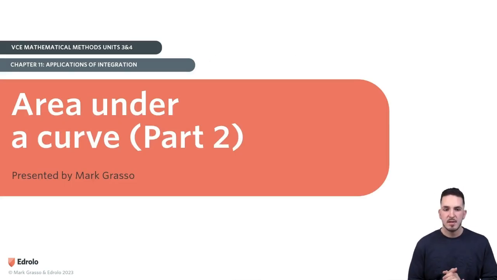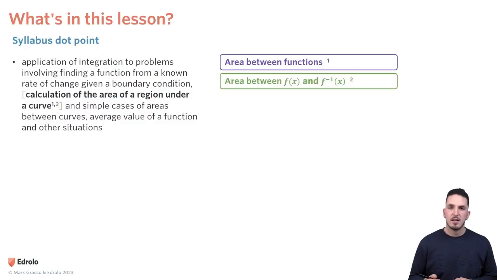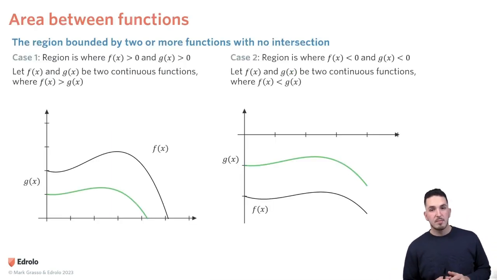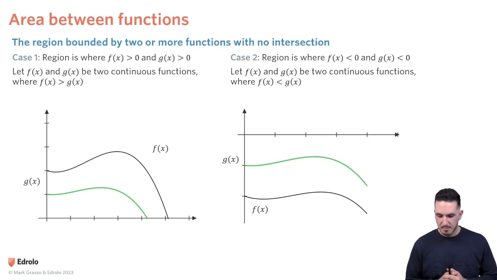In this lesson, we're going to be focusing on area under a curve, part 2. In particular, we're going to be looking at area between functions and area between f of x and the inverse function. So, area between functions: the region bounded by two or more functions with no intersection.